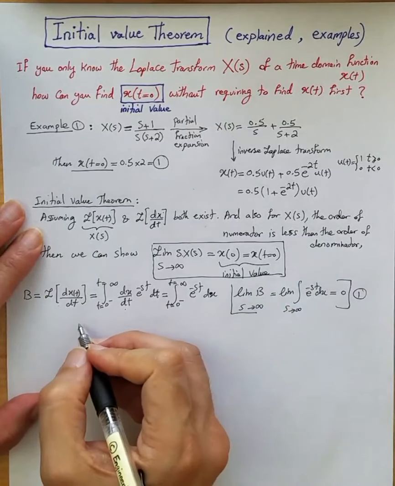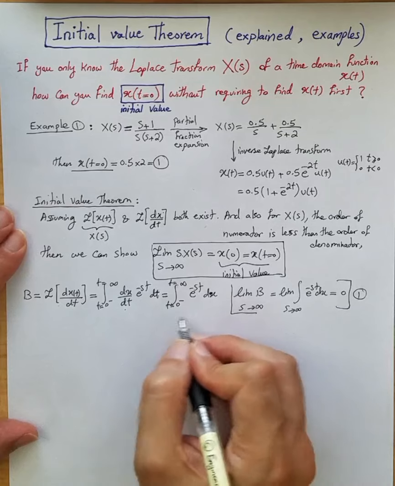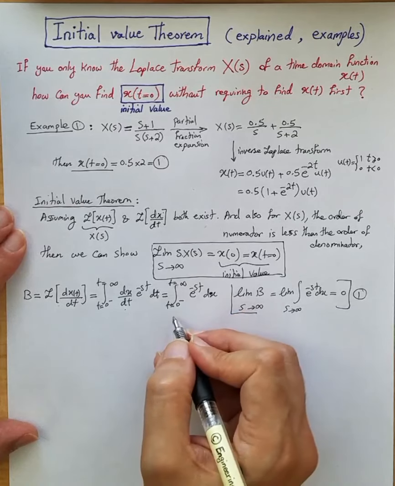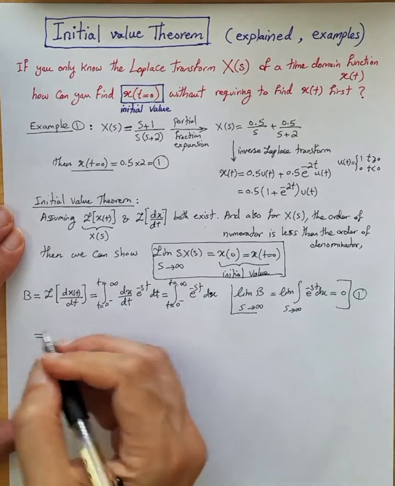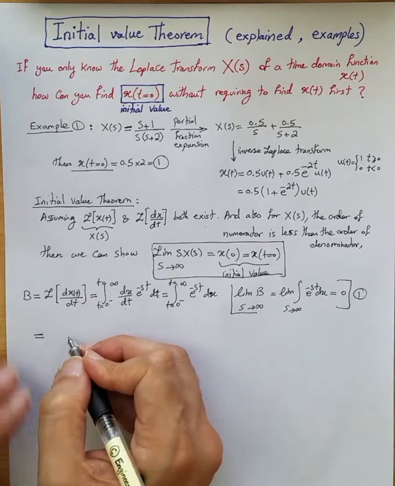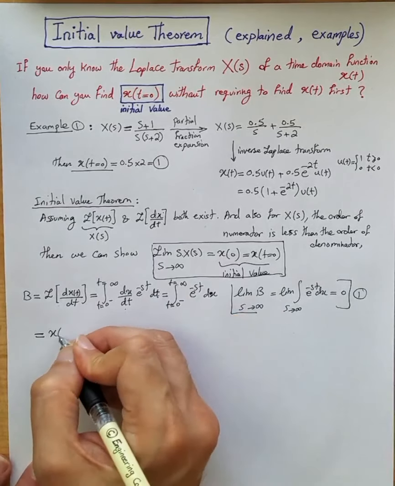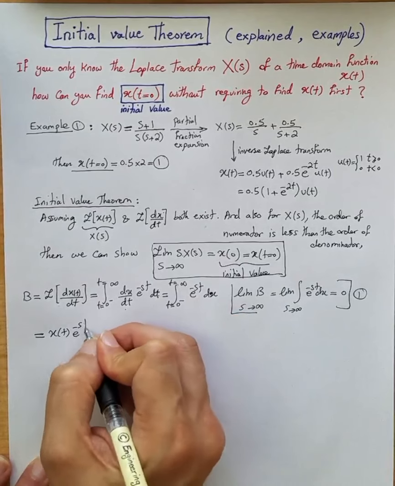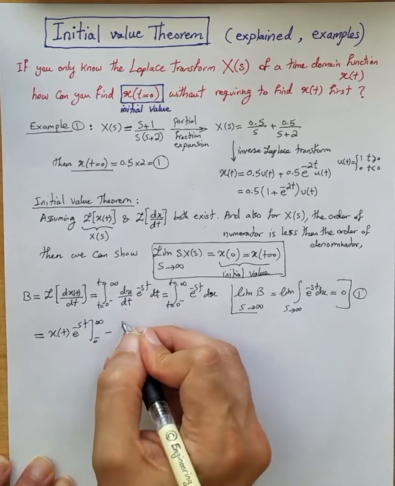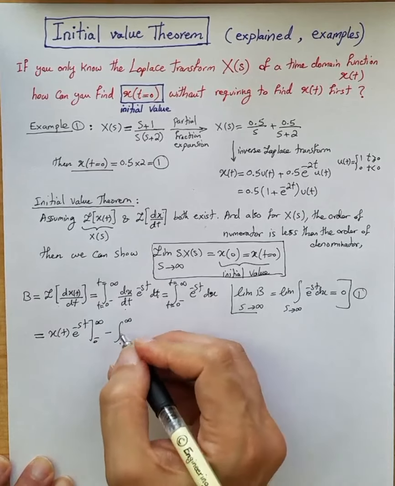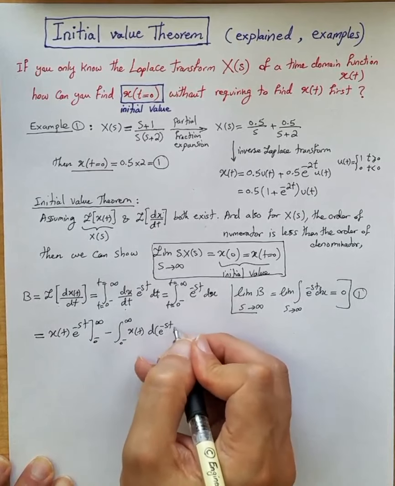Let's say this is equation 1. Now let's also at the same time further simplify this B. I can use a well-known equality for integrals, and rewrite it in the form of x(t) e to the minus st from 0 negative to infinity, minus the integral from 0 minus to infinity of x(t) times the derivative of e to the minus st.